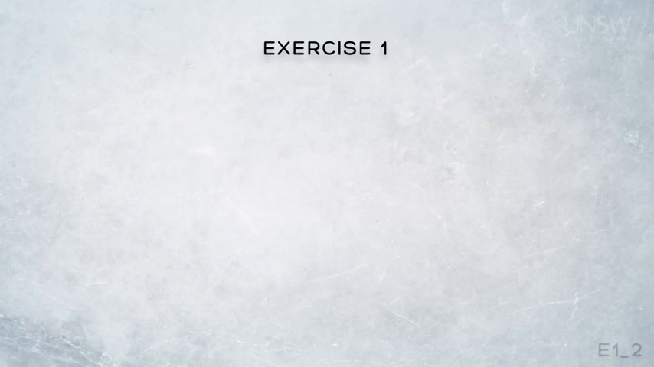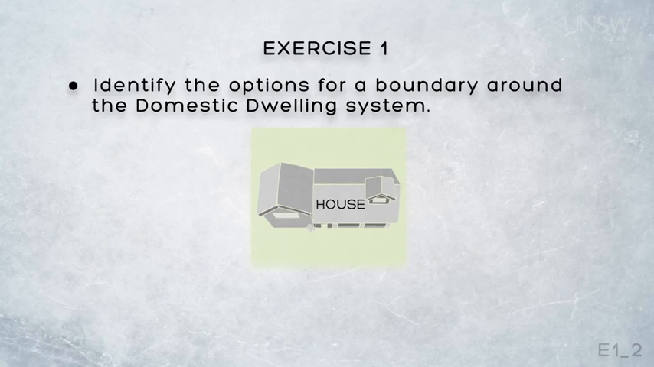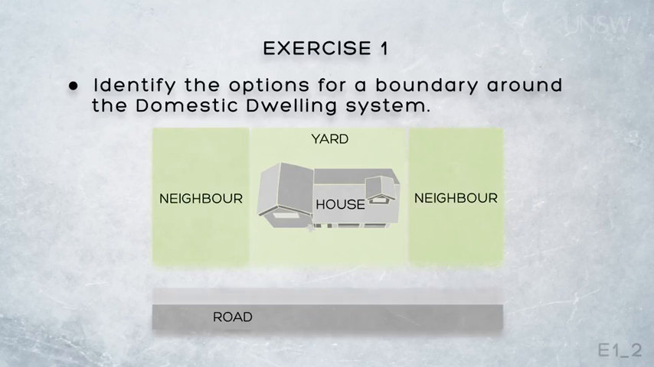In the first exercise for Module 1, we asked you to look at the options for a boundary for a domestic dwelling. In the first instance, let's imagine that we're referring to a suburban house on a block of land that's sufficiently large for a front yard and a backyard. The house is set back from the road, and between the road and the house there is a footpath and a nature strip.